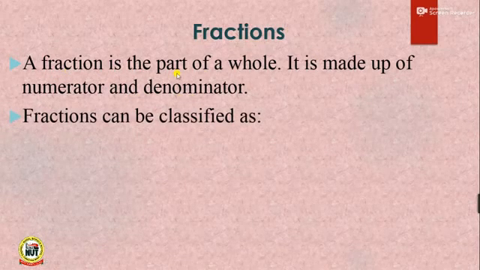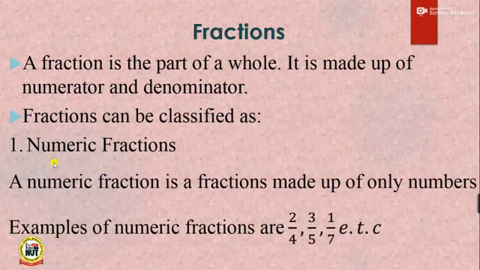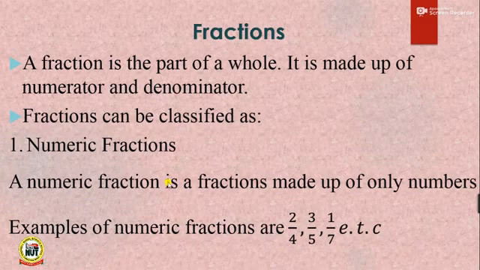A fraction is the part of a whole, and it is made up of two key elements, which are the numerator and then the denominator. Fractions can be classified as numeric fractions, and a numeric fraction is a fraction made up of only numbers.